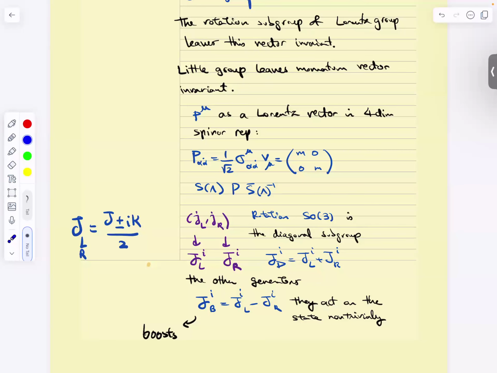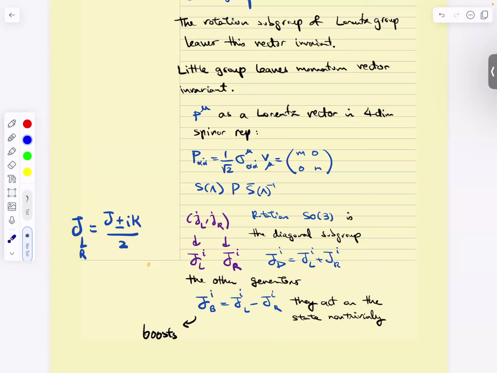So what are the rotations? Rotations correspond to j left plus j right, right? Hopefully that's clear. If I add j left and j right, I just get the rotation. So j left plus j right, these guys are the little group. They generate the little group, SO3 worth of the little group.